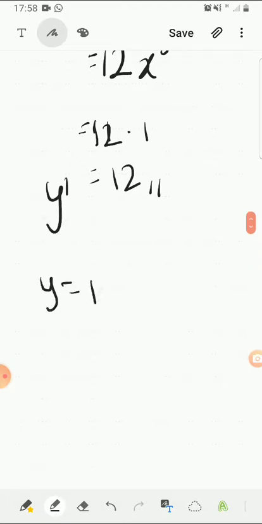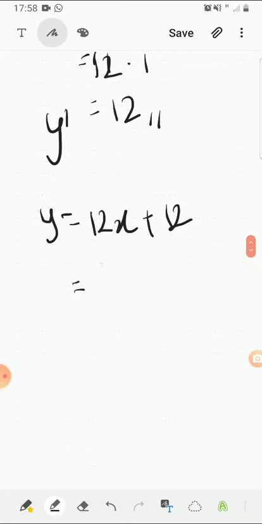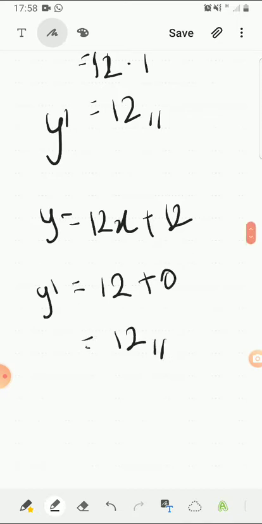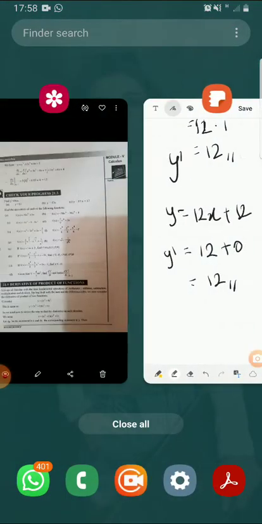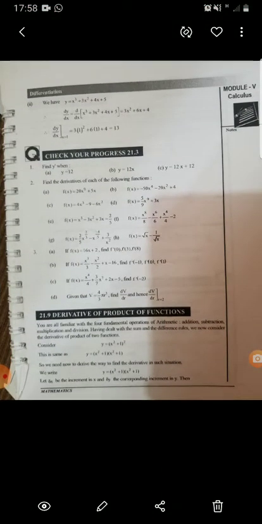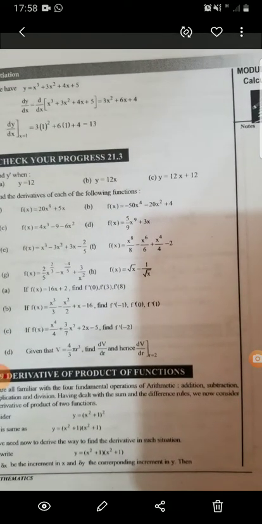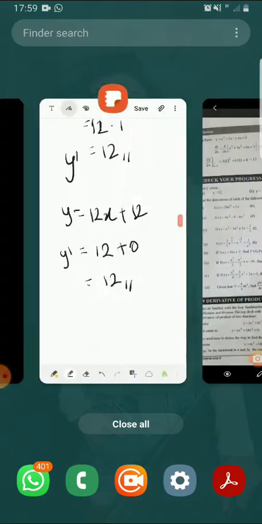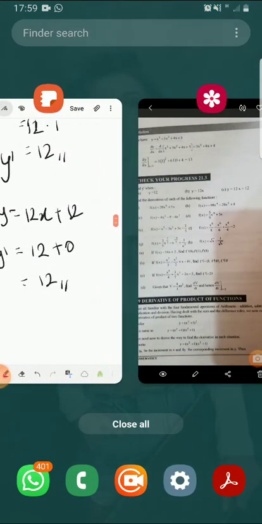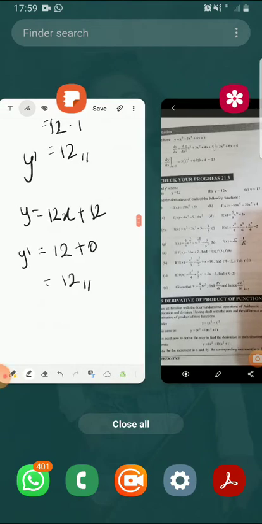Now for 12x plus 12, already we can see the answer is 12, because 12x will give us 12 when you find the derivative, and 12 will give us 0. So that means we have 12. Alright, so I go to number 2. I'm going to solve a few questions that I think are difficult. Then the rest, when you solve them and you don't get the answers, you can ask us on the group so we can give you the answers.